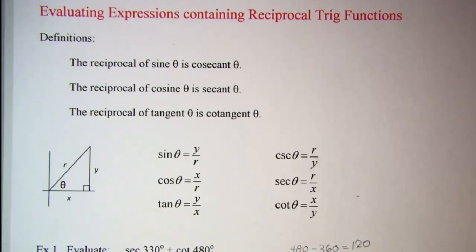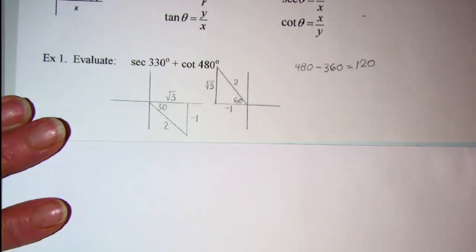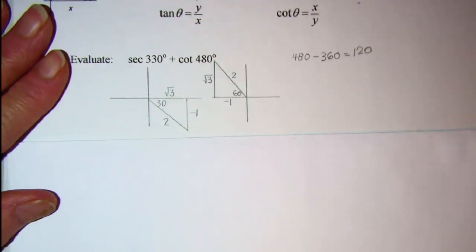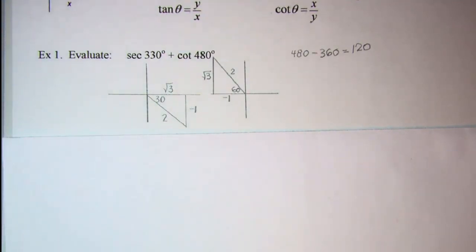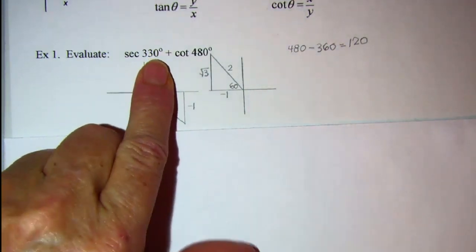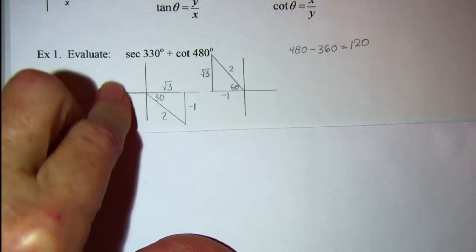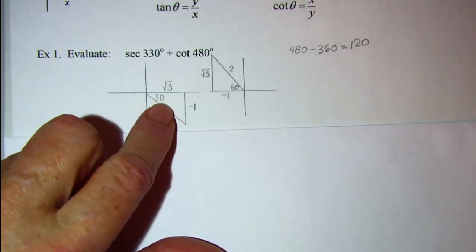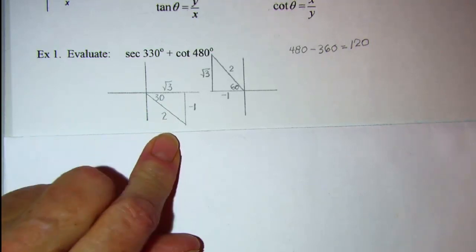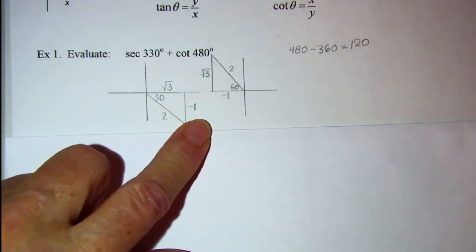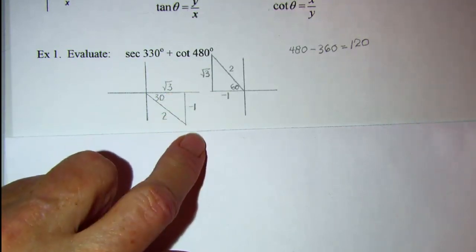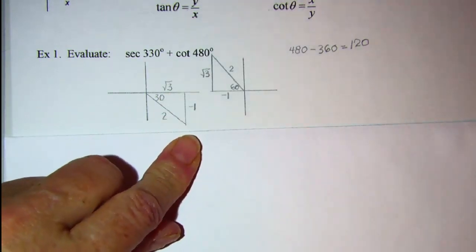Alright, so our first example, we're asked to evaluate secant of 330 degrees plus cotangent 480 degrees. Alright, 330 degrees we know is a 30-degree reference angle in quadrant 4. So we draw our reference triangle and put in the sides. Remember that this vertical side is negative because it's below the x-axis.